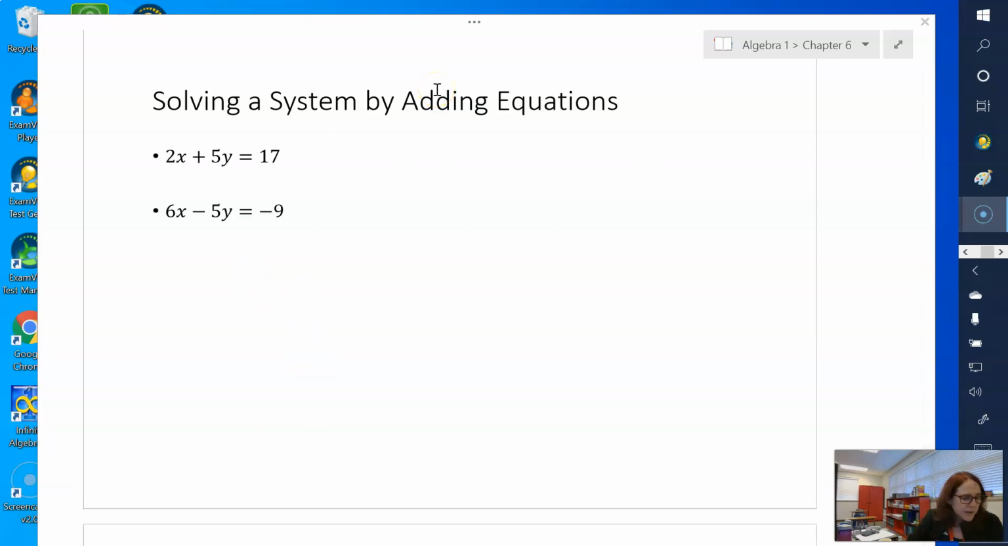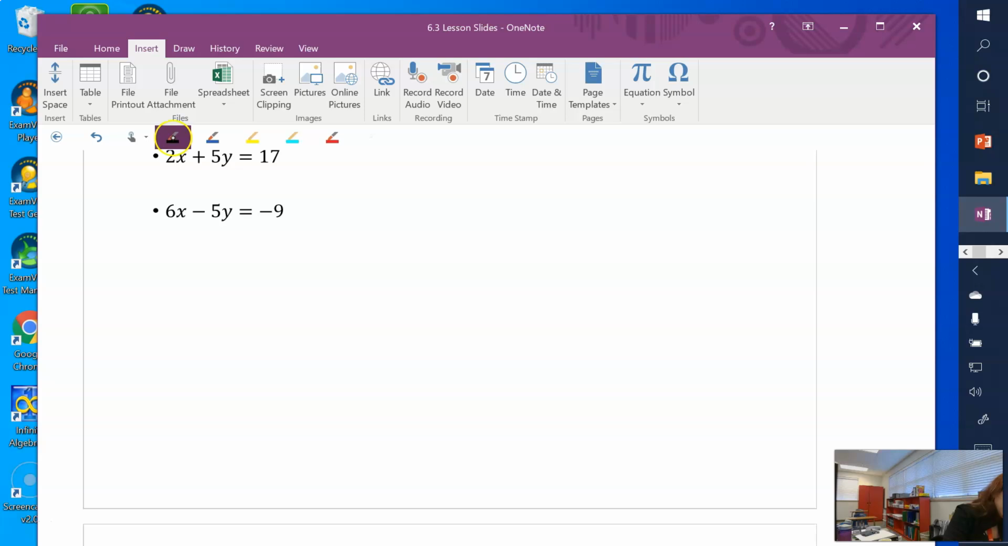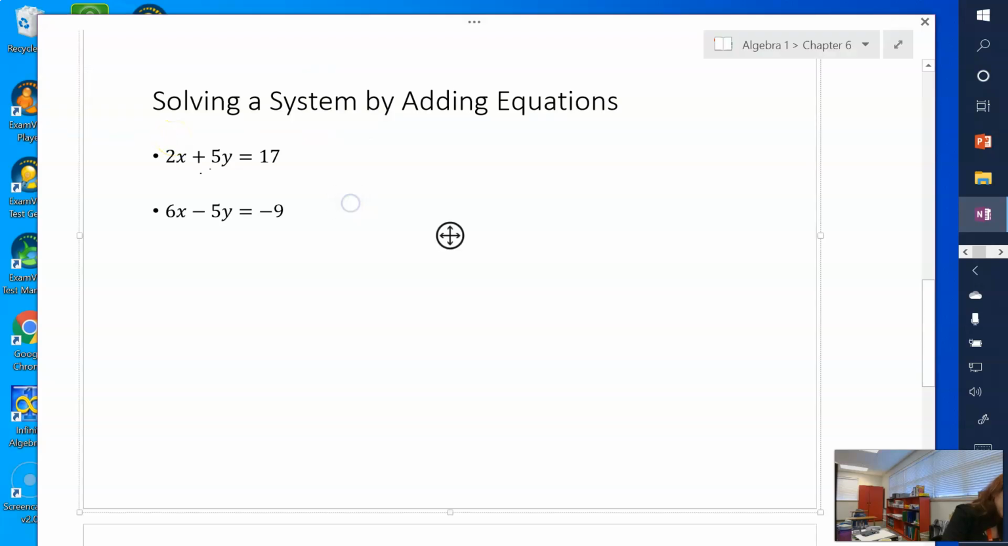So let's take a look at these two equations here. Equation 1 says 2x plus 5y equals 17, and equation 2 says that 6x minus 5y equals negative 9. And I want you to look carefully at the plus 5y and the minus 5y. If I add those two equations together, those 5y's are going to drop out and thus eliminate the variable y. So let's go ahead and do this.